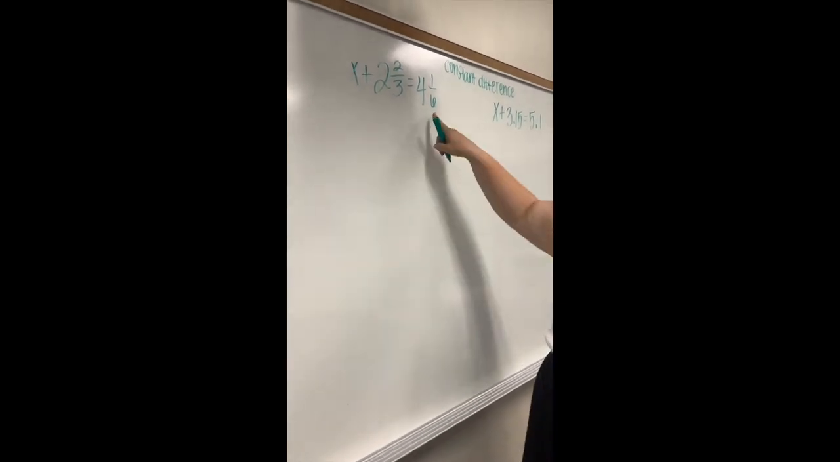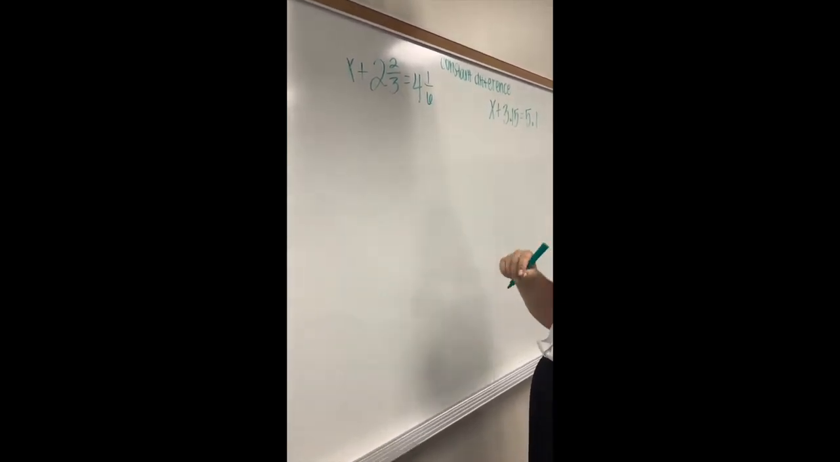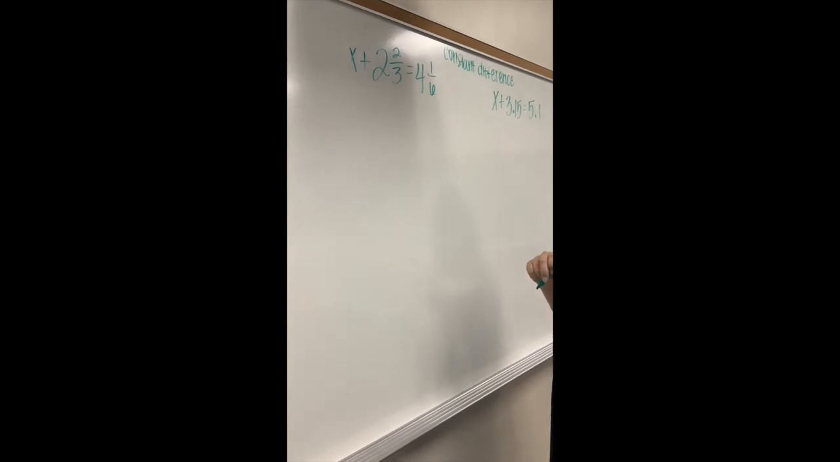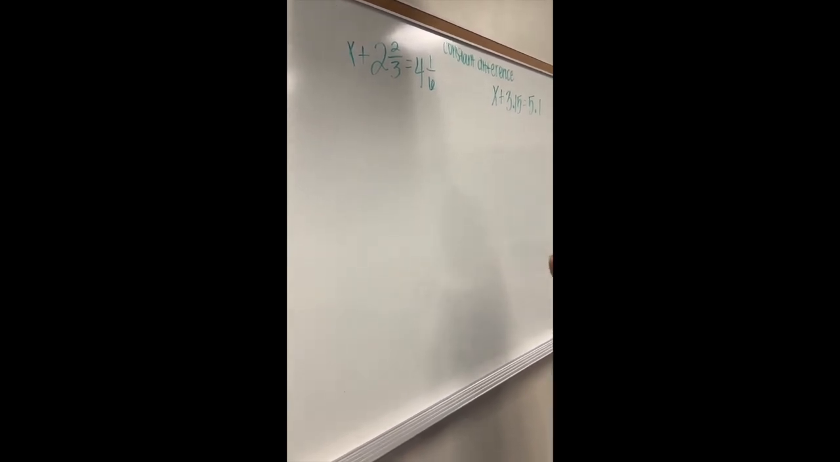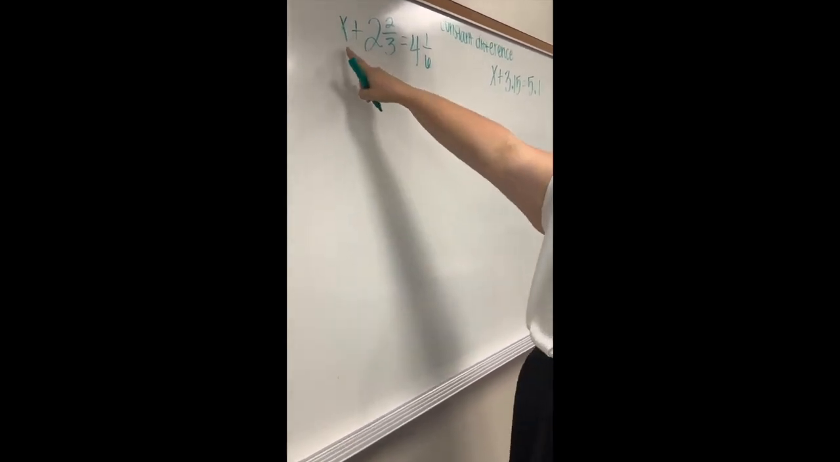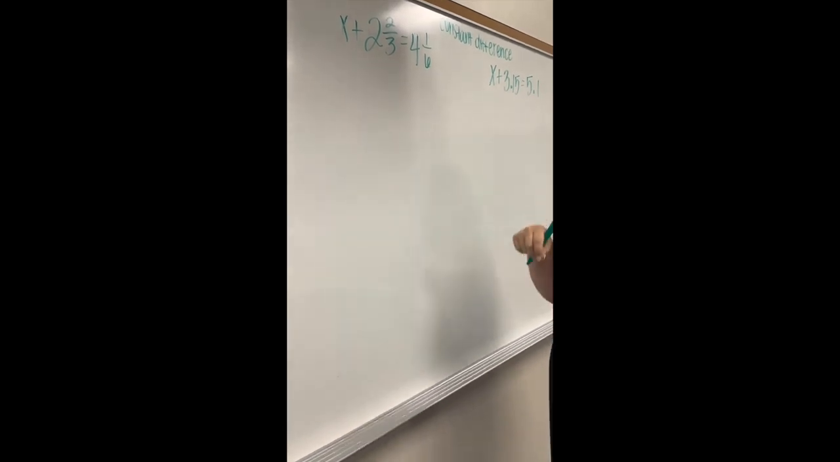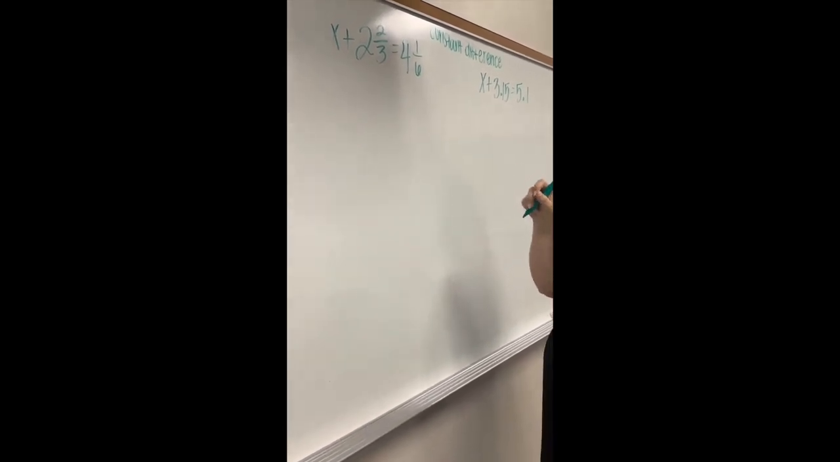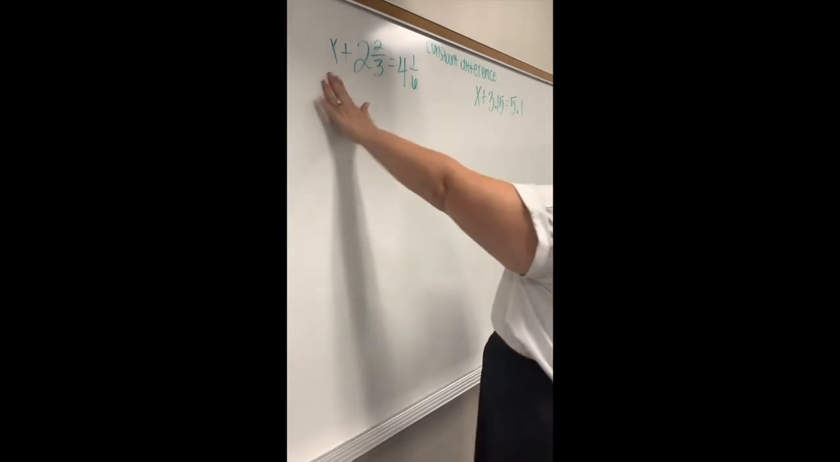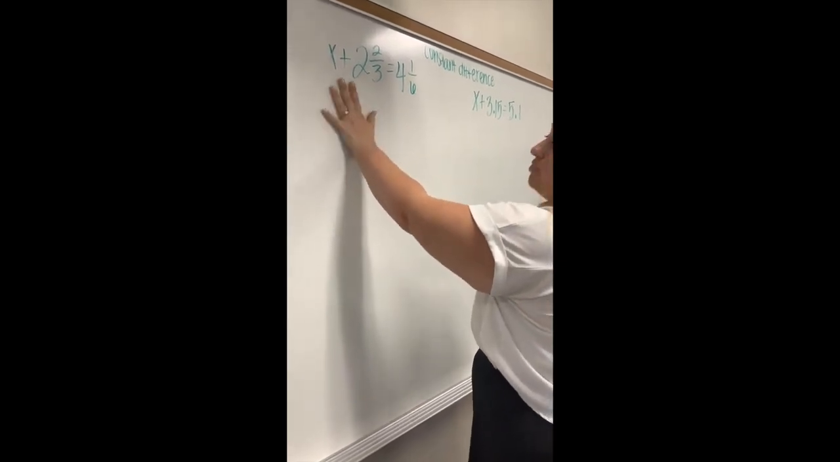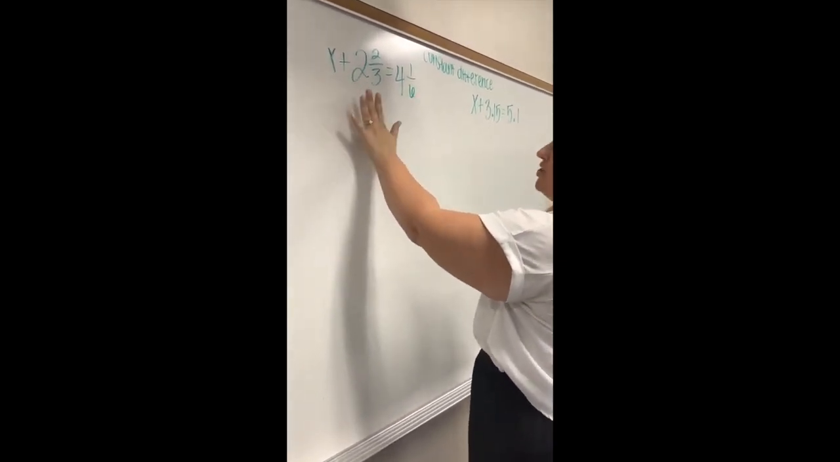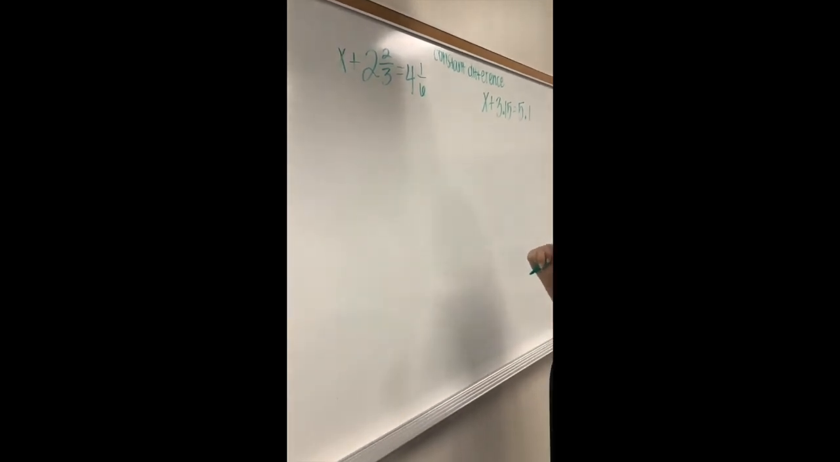Okay, so we're looking at the equation x plus 2 2/3 is equal to 4 1/6. Our goal is to find the value of our variable x, and one way of doing that is by isolating that variable. Right now I have x and 2 2/3 as an expression on the left-hand side of my equation, and I just want x there, okay?